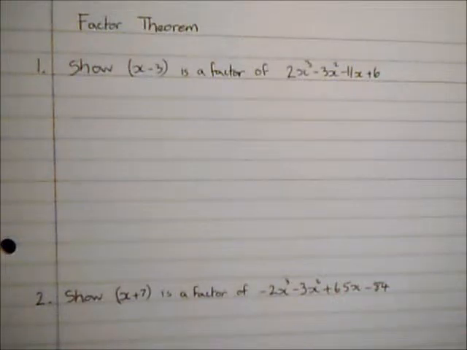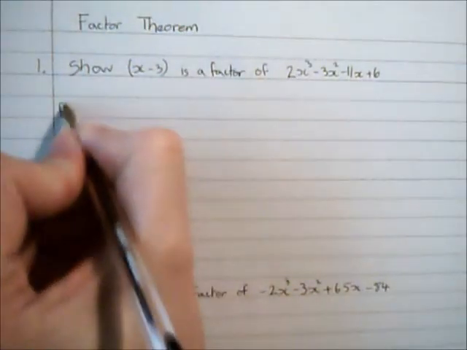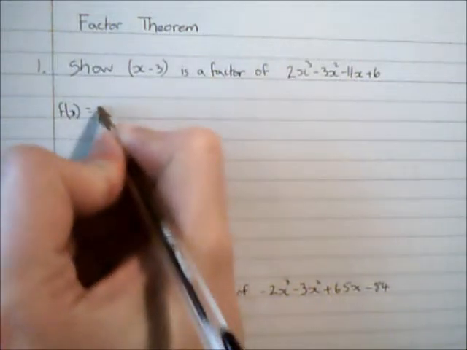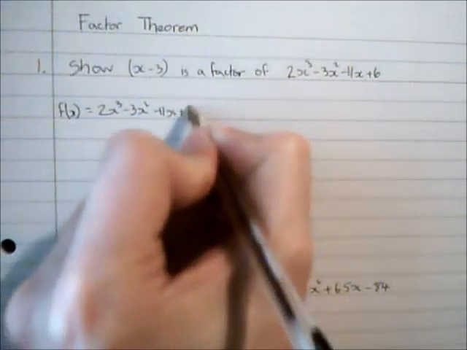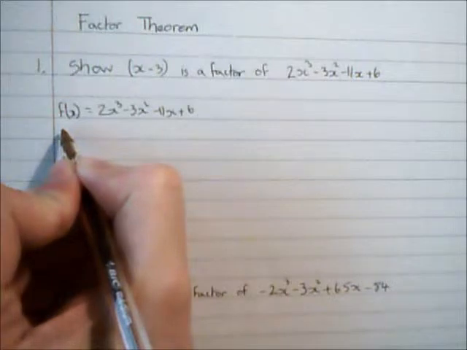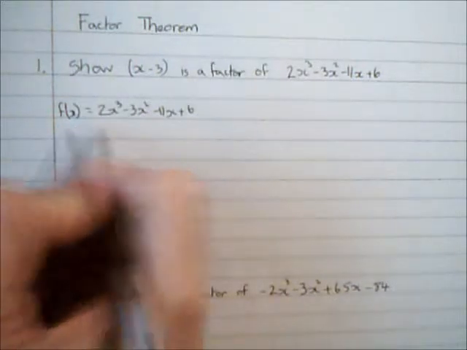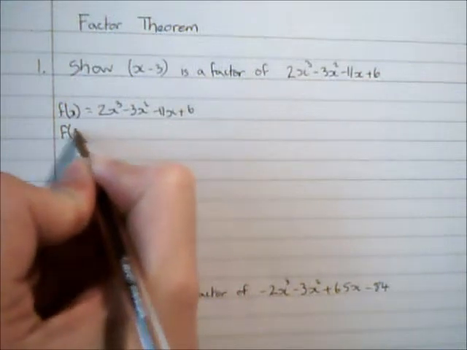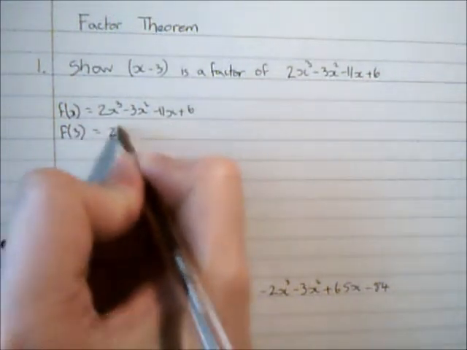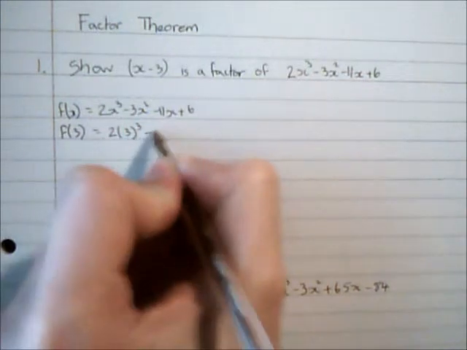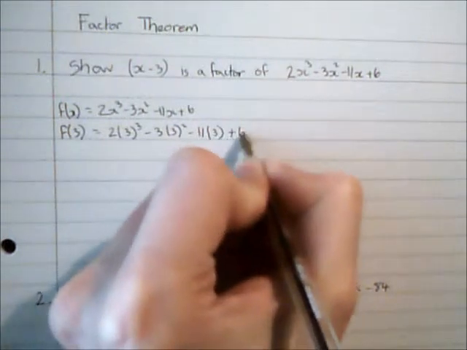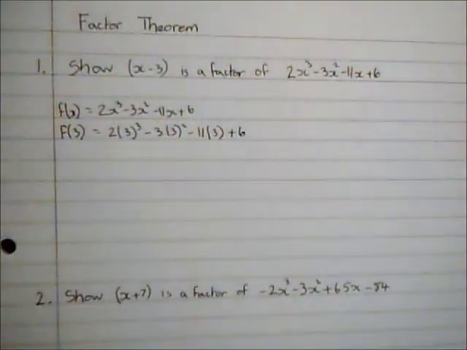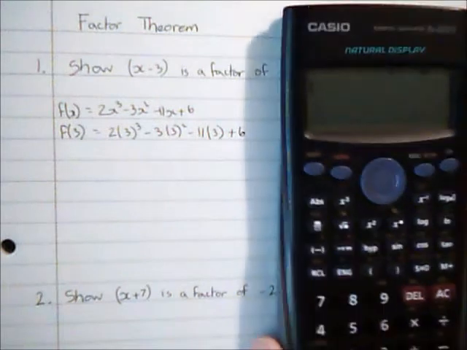So what I can do is I can say, well, let's call that polynomial a function of x, because that's what it is. And what we're going to say is when x is 3, if this is a factor, then this should be 0. So I'm going to evaluate f(3). So 2 lots of 3 cubed minus 3 lots of 3 squared minus 11 lots of 3 add 6. And because this is a calculator paper, I'm going to do this using my calculator.